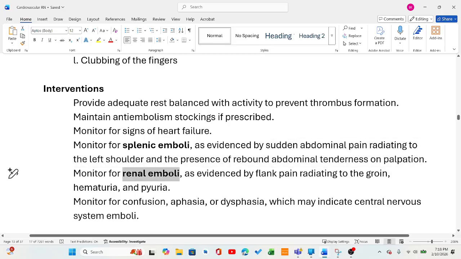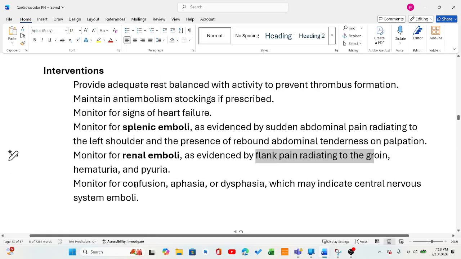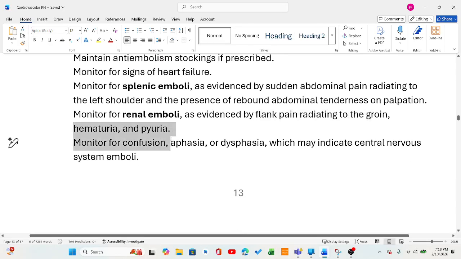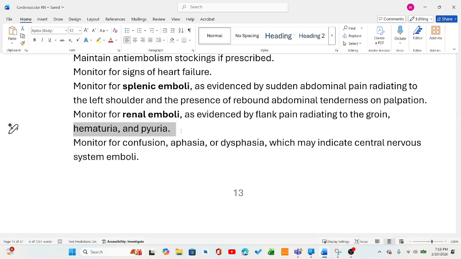Then we have the renal. That is when the clot goes in there. This time around, when we have a renal problem, think about flank pain. And this will be radiating to the groin. And then also monitor when it comes to renal, you're monitoring difficulty peeing, that's pyuria. And then also that's painful when you're peeing. And then also hematuria when they are peeing blood.